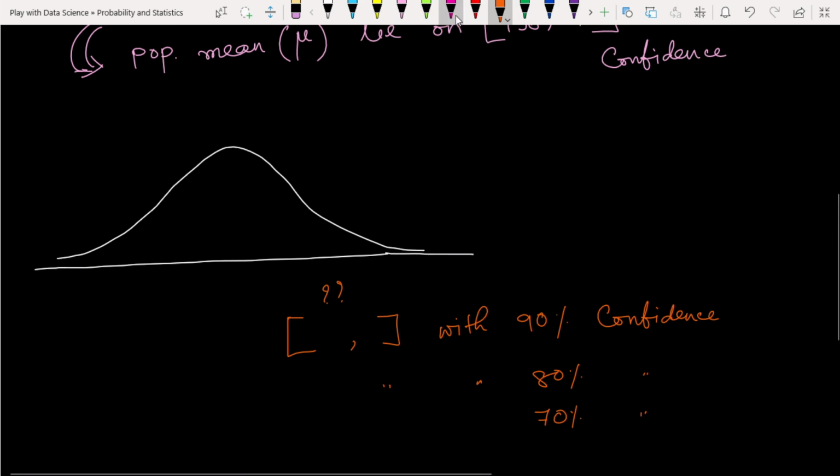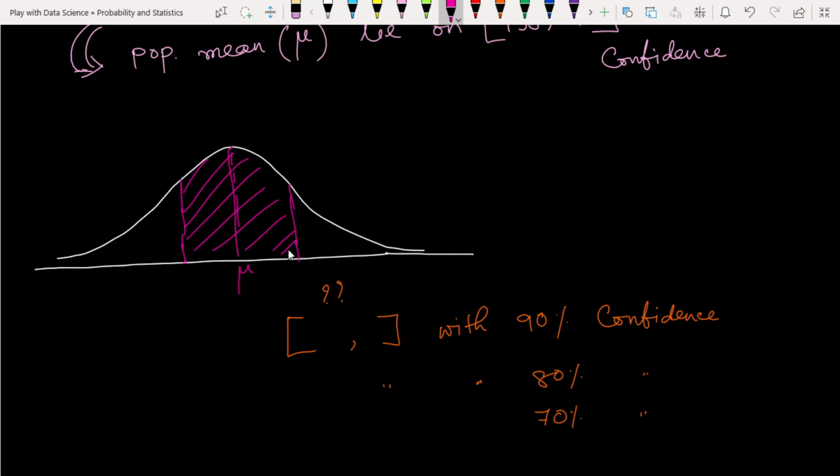Now let's see. Suppose we take the area of the distribution. This is the sample mu range, this is the sample mu. Suppose the area on that range is C. This area is C. So if this is C, then what will be the area of these portions? Just look at the green portions. What will be the area of this green portion?